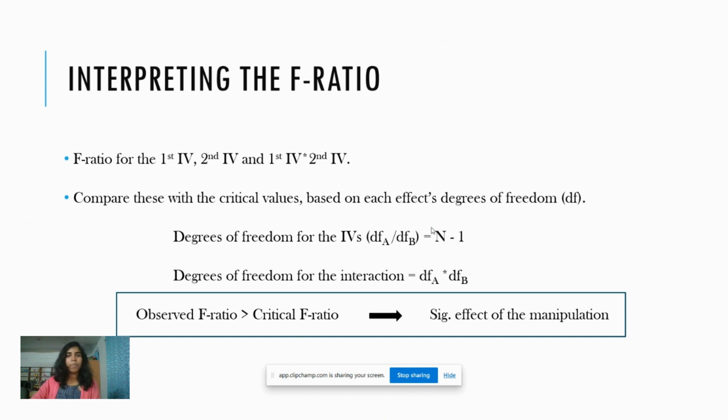As I demonstrate and finally come to interpreting and reporting the results, I'll explain it a little bit further. Here, when you're taking critical values, you'll have to check based on the corresponding degrees of freedom. And these are the formulas you can use for finding the degrees of freedom for each individual IV. It is n minus 1. And for the interaction effect, it is the degrees of freedom of the first variable times the degrees of freedom of the second variable.